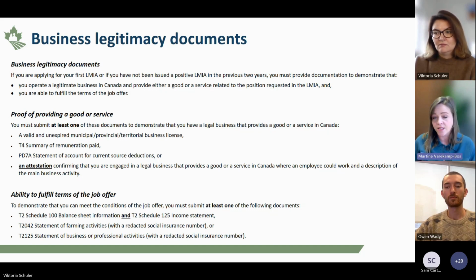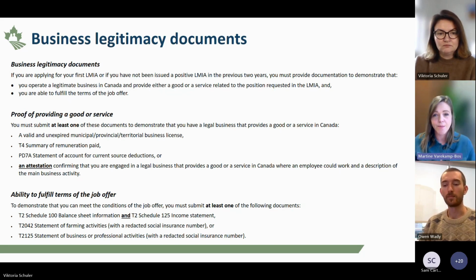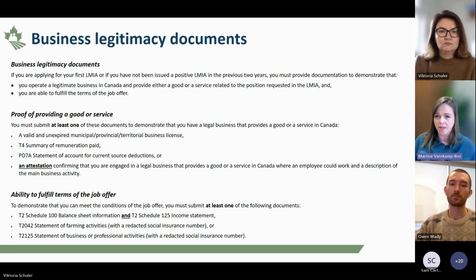And the other one, and that's a big one, is your ability to fulfill the terms of the job offer. So if you're offering a job offer for 2 years at $20 per hour, does your business legitimacy document show that you can fulfill this commitment? You have to understand that a foreign worker, with their work permit, will be connected to you. They won't be able to supplement their income by working for another employer. So it is really Service Canada doing their due diligence to make sure that you are able to fulfill this commitment.